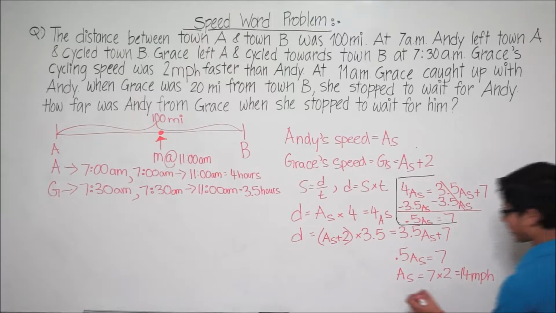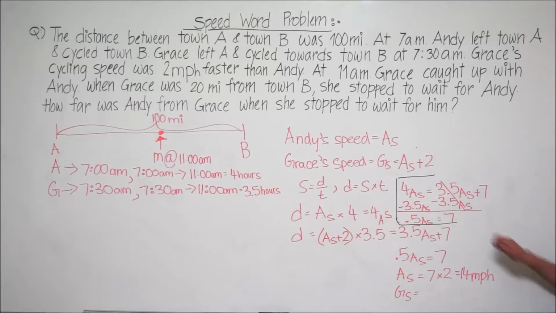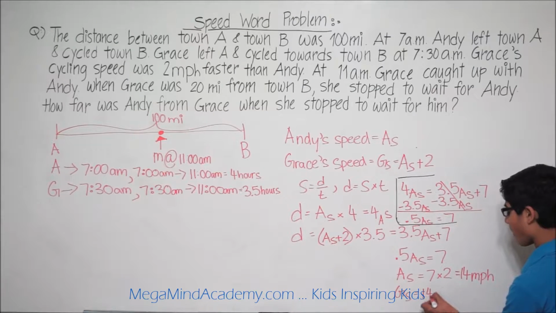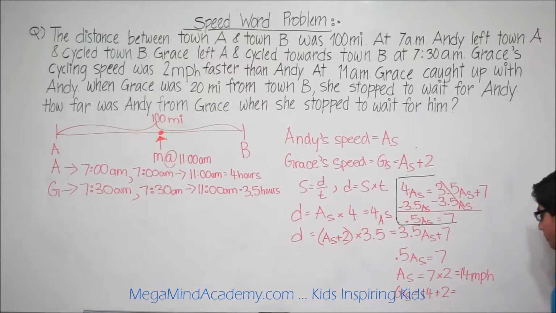Now let's find Grace's speed. G for Grace, S for speed, is equal to Andy's speed plus 2, or 14 miles per hour plus 2, which is equal to 16 miles per hour. So, Grace's speed is equal to 16 miles per hour.